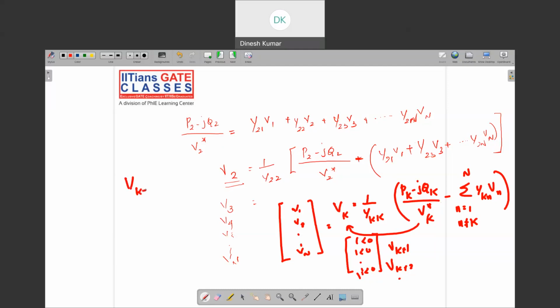So Vk in the pth iteration minus Vk in the (p plus 1)th iteration will be less than some condition epsilon for all the buses. Like not only for one bus, it will be for all the buses. At this particular condition, you can stop the iteration. So that is basically known as the convergence criteria.